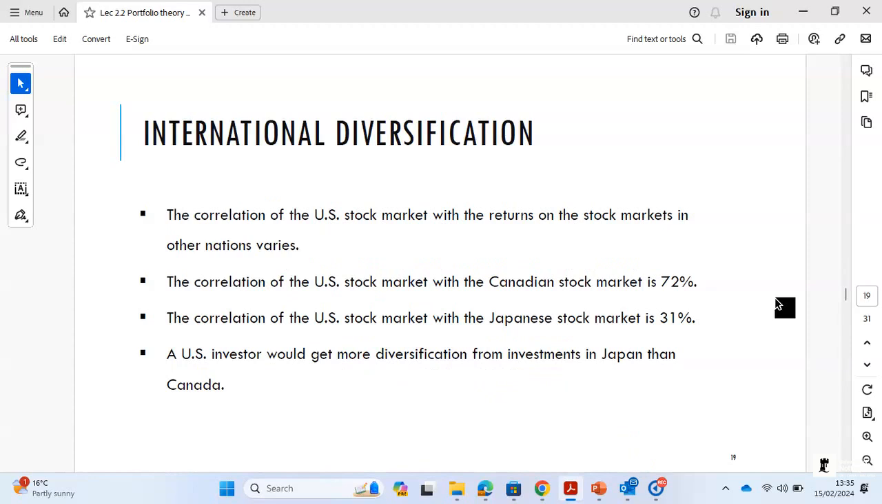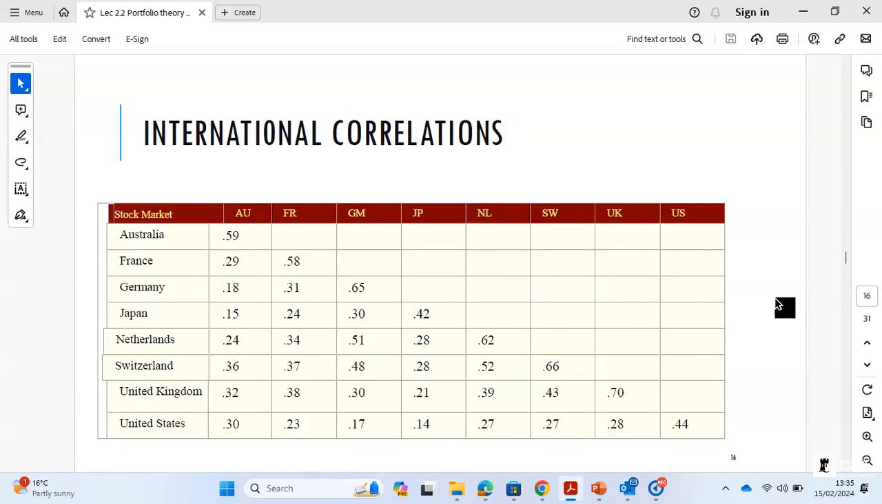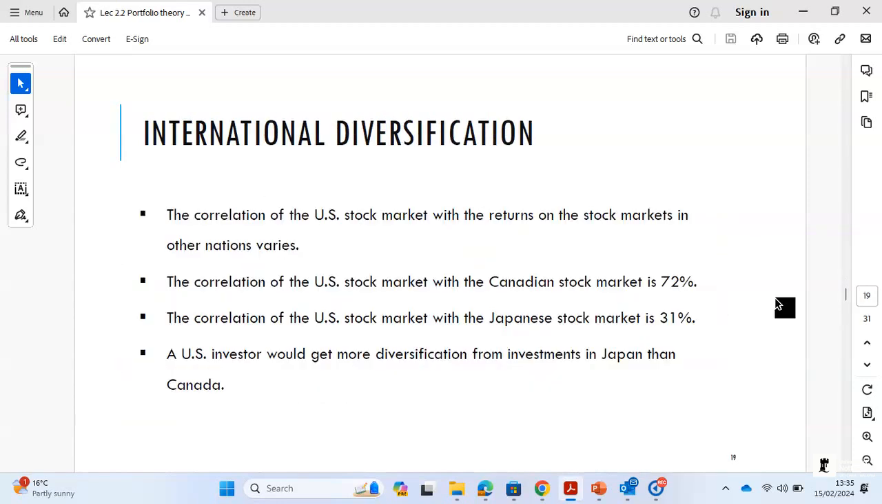Okay, good. So the correlation of the US stock market with the returns on the stock market in other nations varies, as we have seen through these graphs. The correlation of the US stock market with the Canadian market is about 72%. Do we have Canada here? Not in this graph. Okay, good. The correlation of the US stock market with the Japanese stock market is 31%.